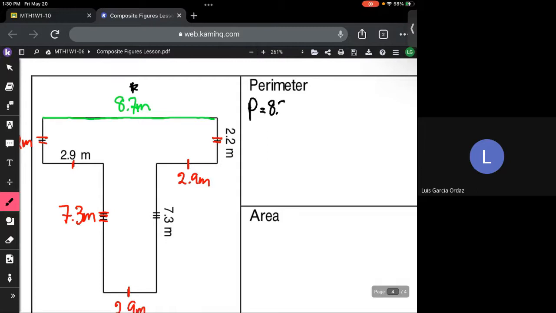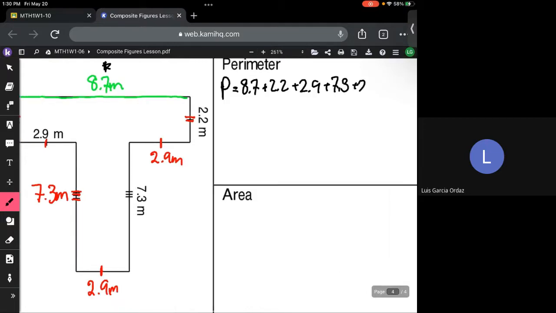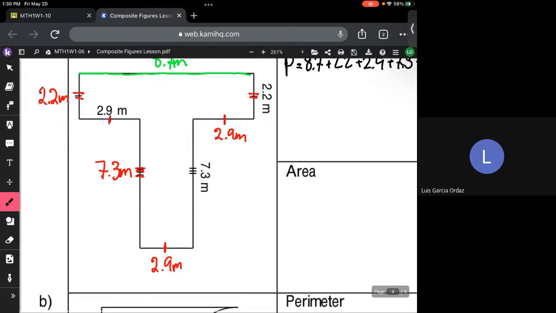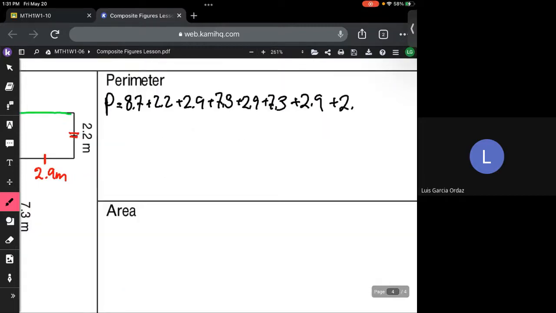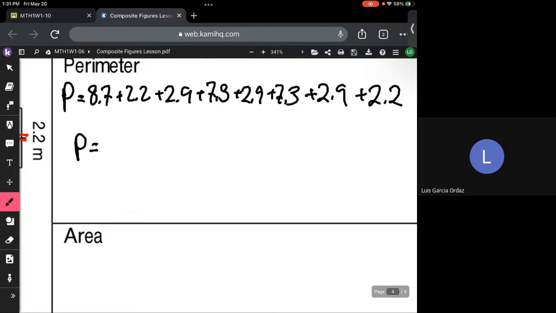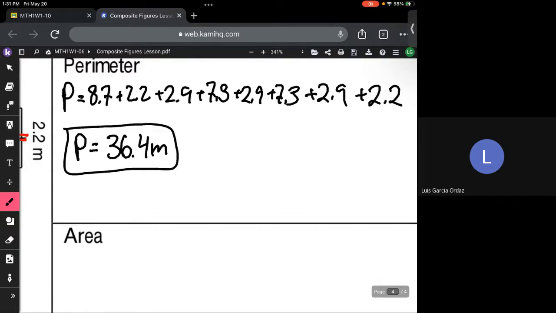So 8.7 plus 2.2 plus 2.9 plus 7.3 plus 2.9 plus 7.3 plus 2.9 plus 2.2. So when you add up all of those numbers together, what do we get as my perimeter, Laura? 36.4. Meters, right? So my perimeter is going to be 36.4 meters when I add up all of my sides.